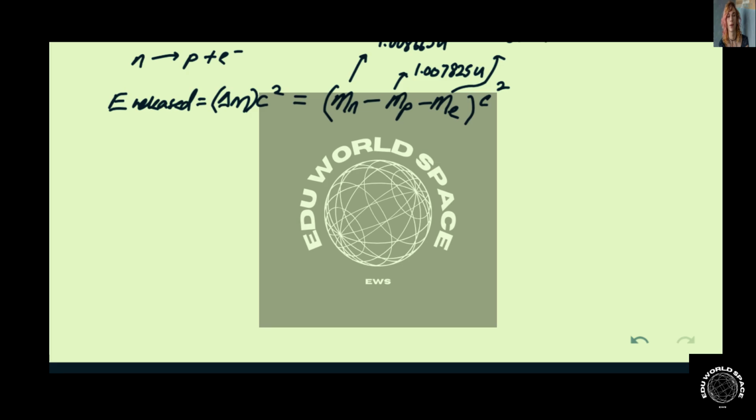Now putting all of this together, multiplying by c squared, where c squared is taken to be 931.5 MeV per u. Since we are dealing with atomic mass units, it's very convenient to get our energy in terms of MeV, which in this case would be 0.782.